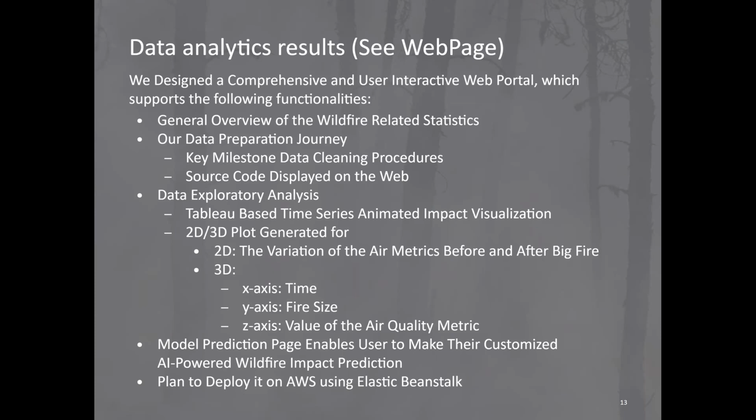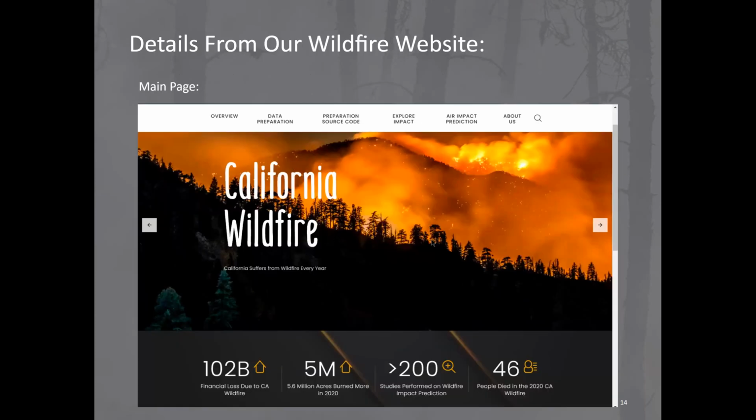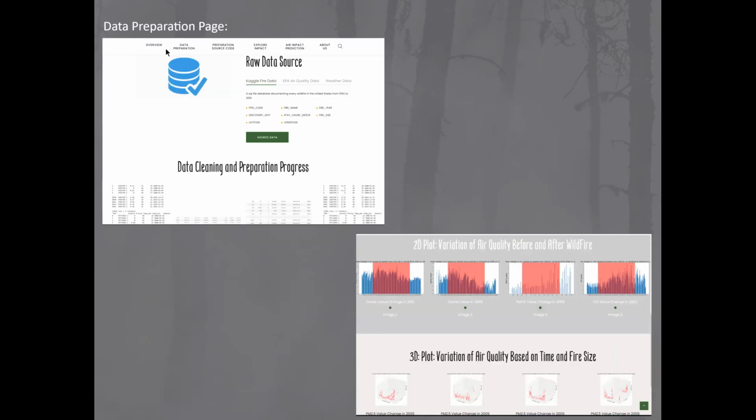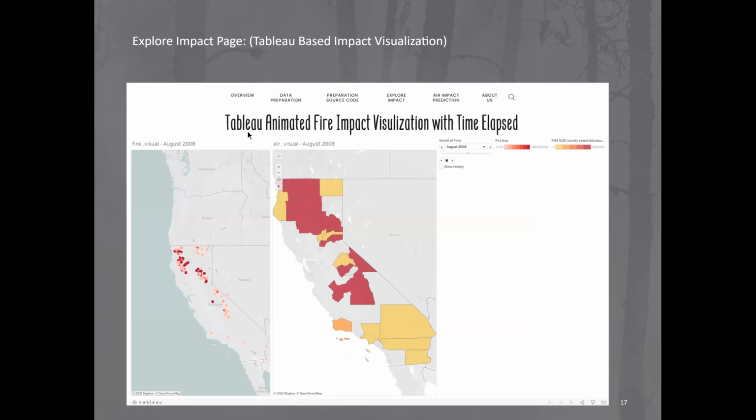And then following, there are some images which show what each tab looks like. This is our first tab, the main page. And this is our second tab, which is our data preparation page. We include the raw data source. All of those buttons are clickable, by the way. And we have our 2D plot, 3D plot, which we are going to talk about in detail later, our raw Jupyter code file, and our tabular-based animated fire impact visualization file.